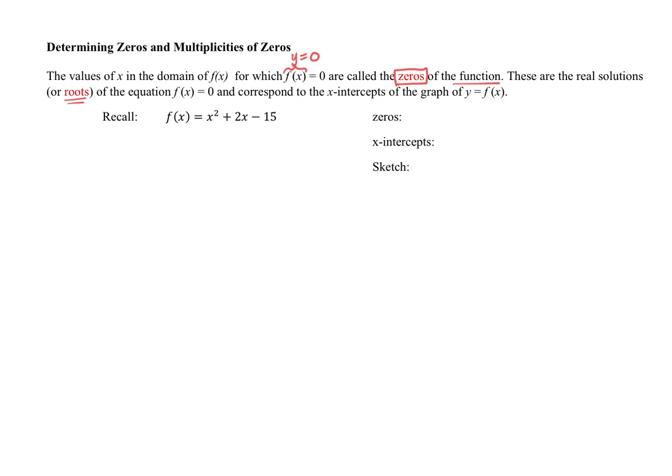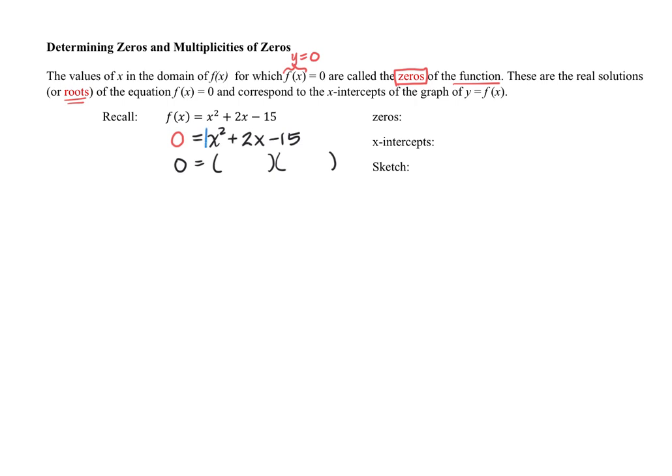So for f of x equals x squared plus 2x minus 15, if we're trying to find the zeros, then we're basically setting f of x equal to 0, meaning we're setting y equal to 0, and then we're going to solve this resulting equation. Now this is a quadratic equation, it's degree 2, so we can solve it by factoring, or we could try to do the quadratic formula. But as always, I want you to try to factor first, because that's going to be more efficient than using the quadratic formula.